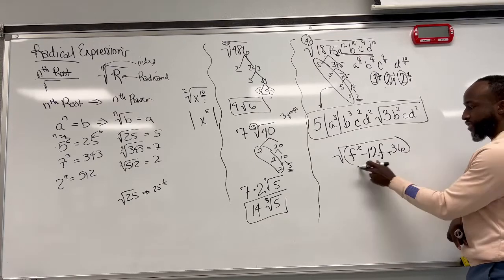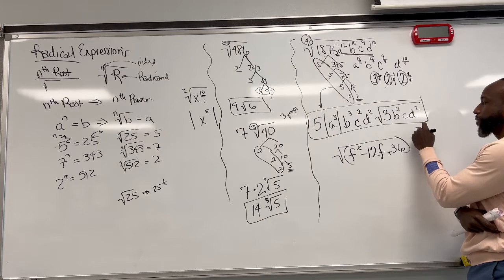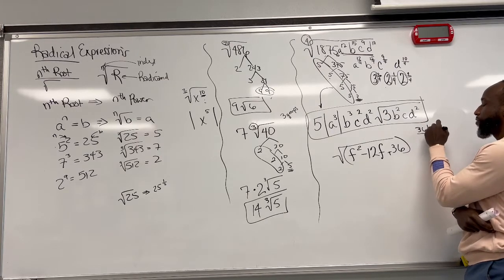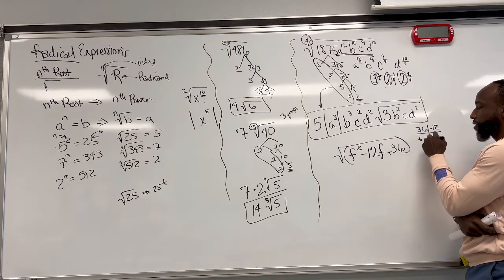So in this case, because it's a trinomial, we're going to factor it by multiply, add. So we're going to find the multiples of 36 that add to give you negative 12, right? Those multiples are going to be negative 6 and negative 6.